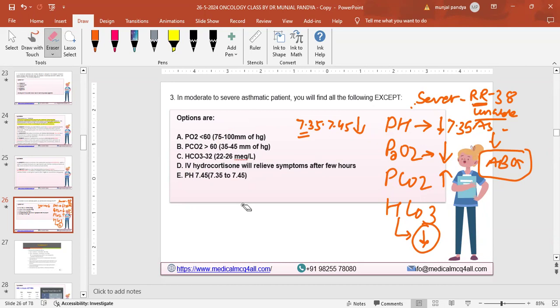So it's B, PCO2 more than 60. Basically, pH is usually in acidosis. What happens when there is a respiratory acidosis?